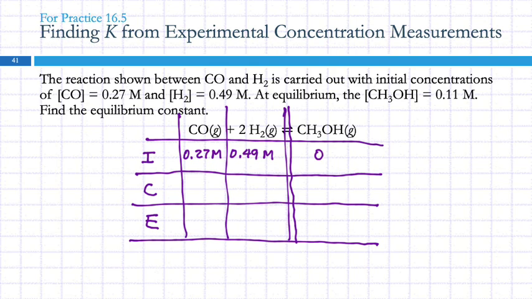Is that a reasonable thing to assume? Well, sure, that's what you're making. You're not going to start out by putting some of that in there. I mean, you can do that, but why would you, right? If this wasn't 0, they would have to tell you what it is. So if they don't say anything about the products, it's 0. Okay, so that's the initial. And then at equilibrium, they're saying the concentration of that guy is 0.11.